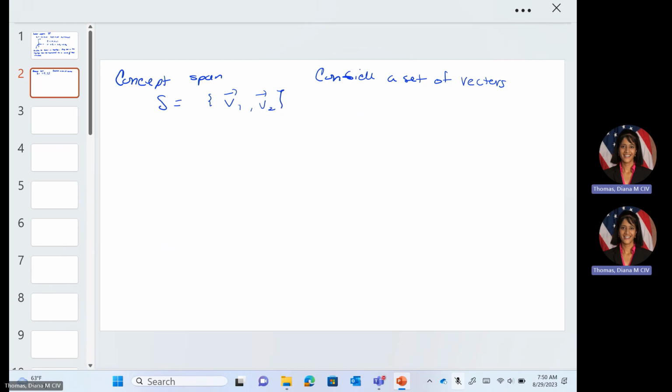It also isn't closed under scalar multiplication. So if I multiply V1 by some scalar, there's going to be a scalar that I can multiply it by where it's going to jump out of the set. So it's undesirable to have these two vectors by themselves.